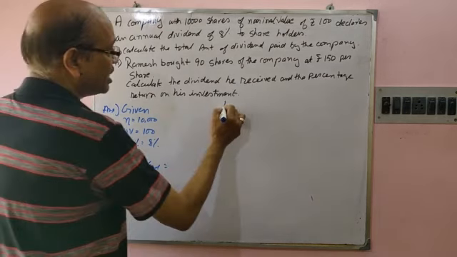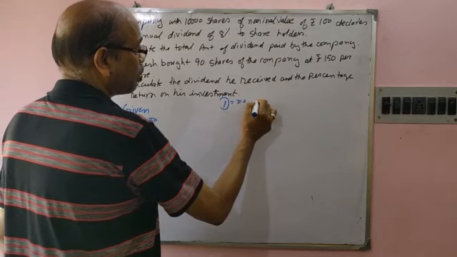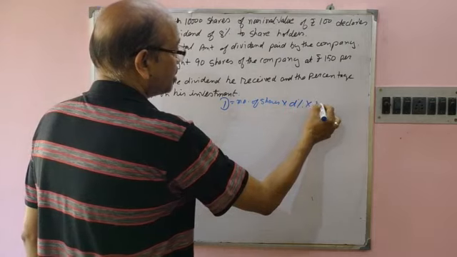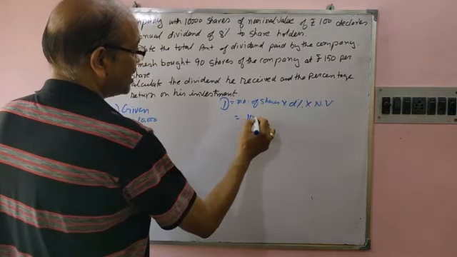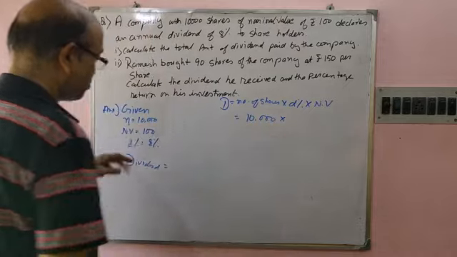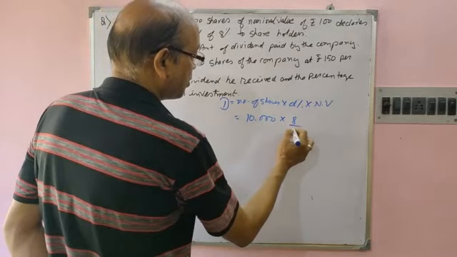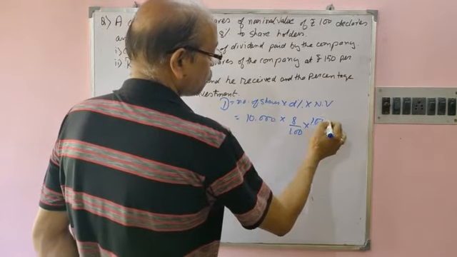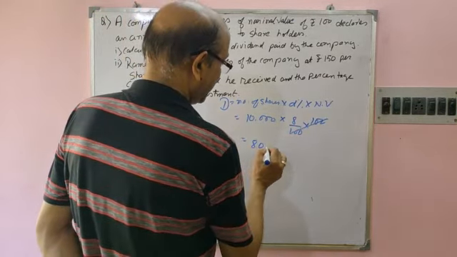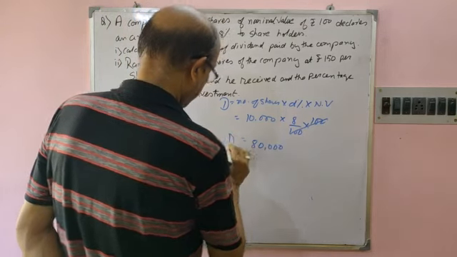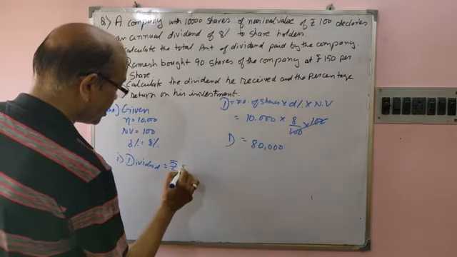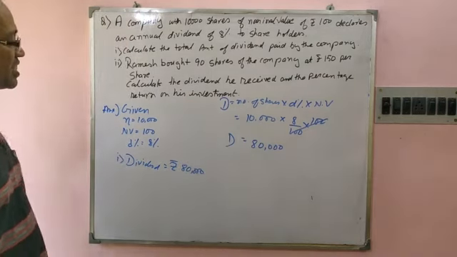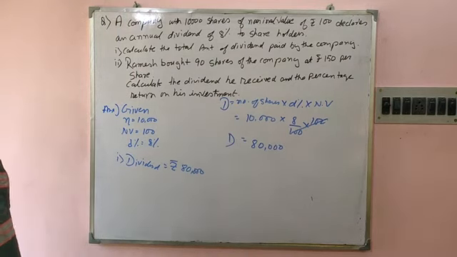What's the formula? D is equal to number of shares into D% into nominal value. Number of shares is 10,000, D% is 8% of nominal value is 100. So it is 80,000. Dividend is rupees 80,000. First part.